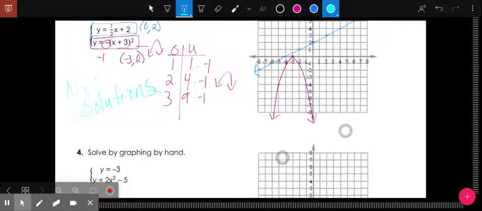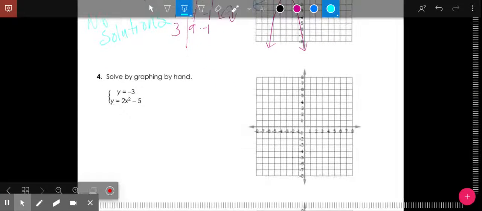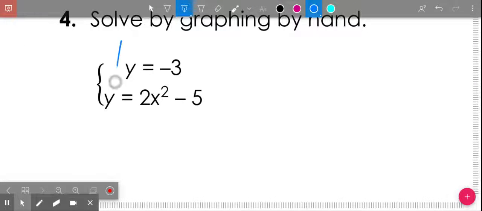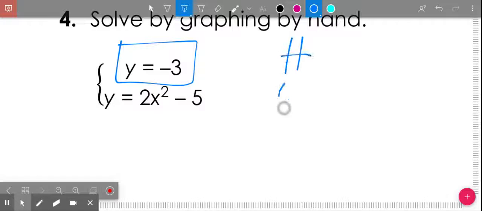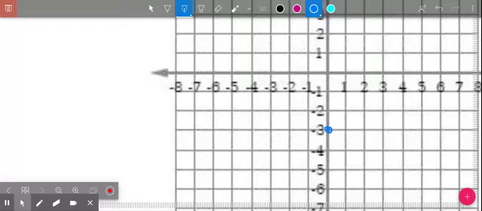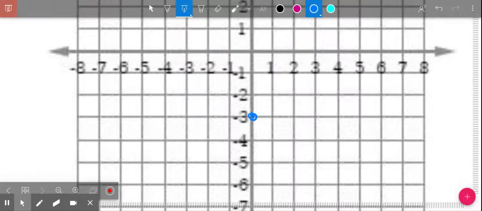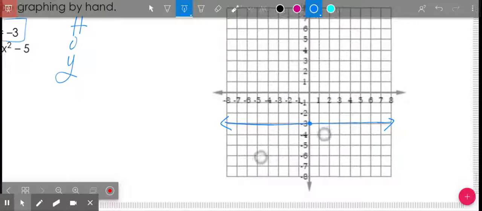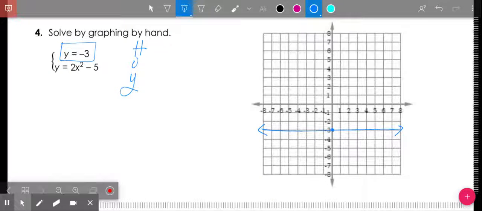All right, and looking at number 4, we have y equals -3 for our blue line. Since it's just y and a number, that's our HOY. So that means it's going to be a horizontal line. So we're going to go to the y-axis at -3 and plot a point. And it's going to be the horizontal line going right through -3. Okay, so there's our first one. Easy peasy.